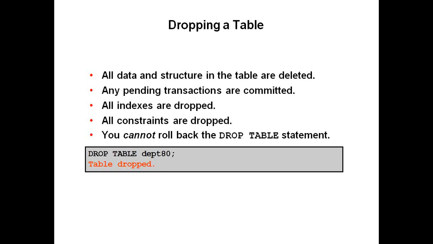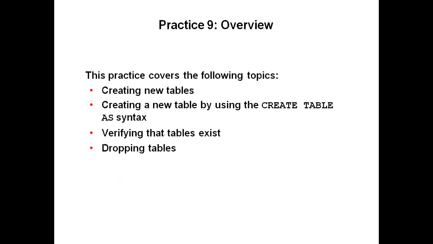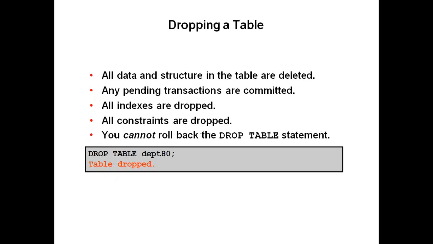And yes, the corresponding indexes you have created on the table will also get dropped. Then the constraints, and the last and final point, you cannot roll back the drop table statement. Not only the drop table statement, either it is a truncate table or create table, alter table, once you have given it, that's permanent. So all the DDL statements are auto commit by themselves. This is what we say in general.